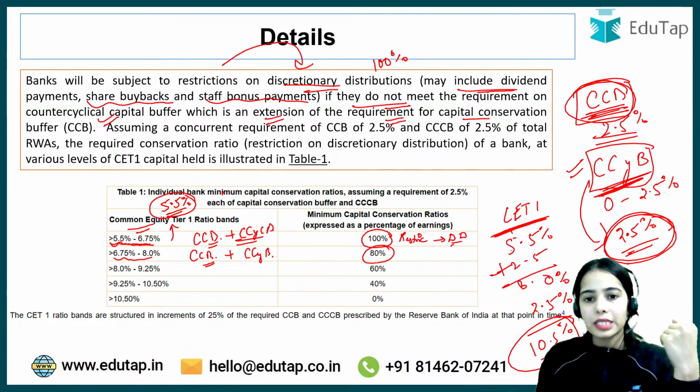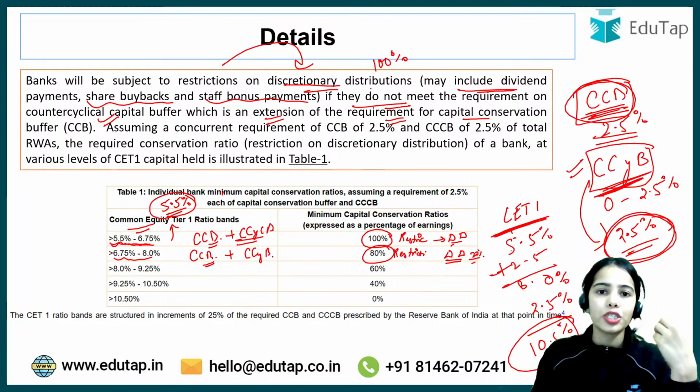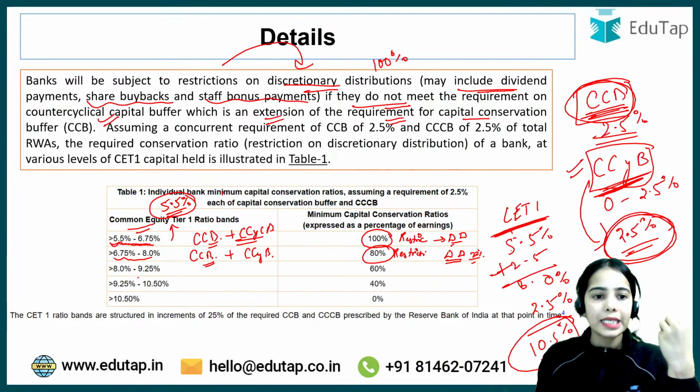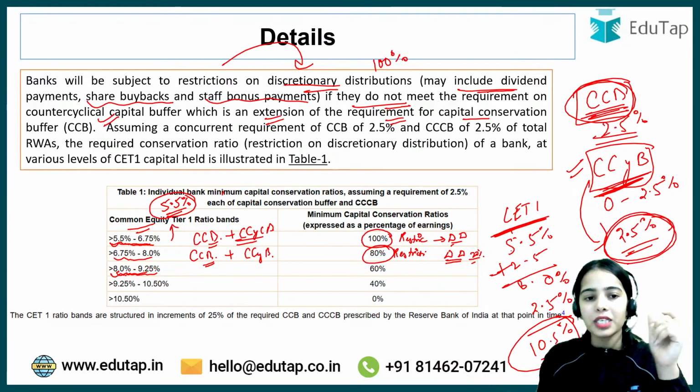So 80%, this is the restriction. 80% of their discretionary distribution is restricted. Only 20% of the discretionary distribution they can do now. Let's say the common equity tier 1 capital is greater than 8.0% up to 9.25%, then they are allowed.